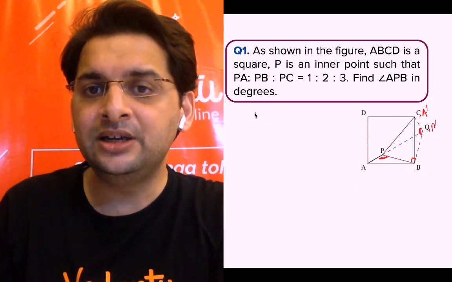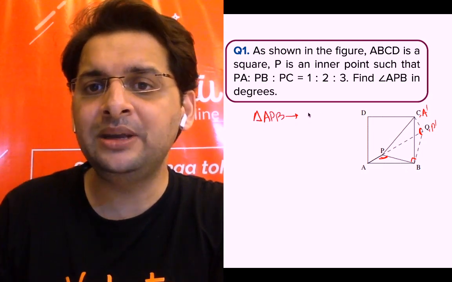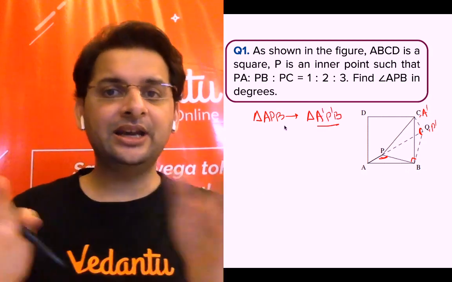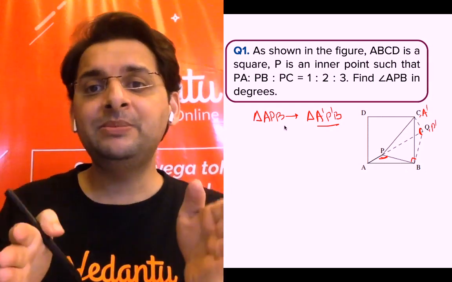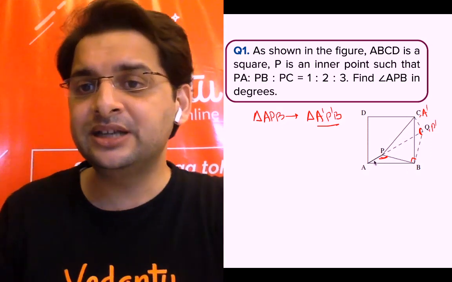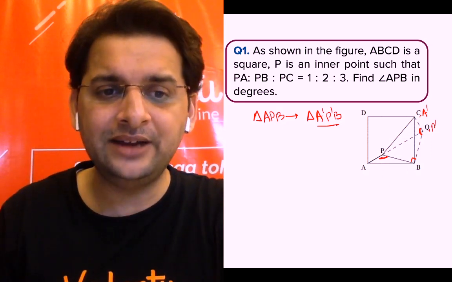Because the triangle APB, इसका new version जो है, that will be triangle A dash, P dash, B. जैसे मैंने rotate किया, so triangle APB has transformed into triangle A dash, P dash, B. So this angle will be same as this angle. I hope this is clear to each and every one, right?